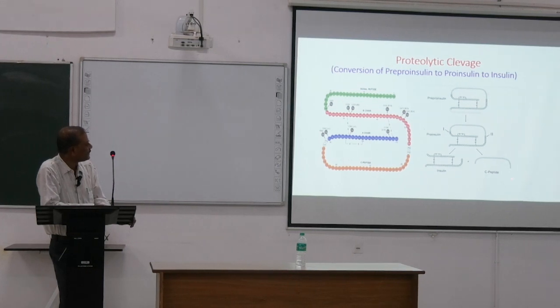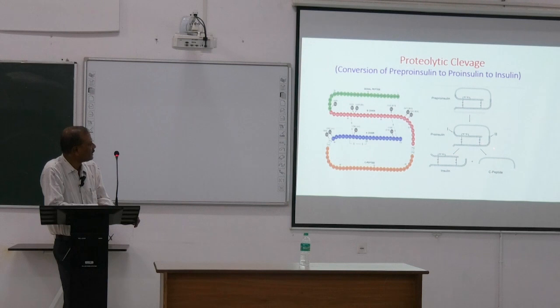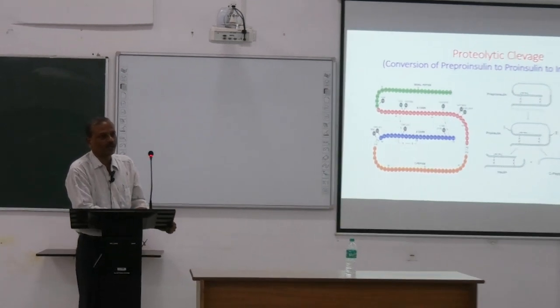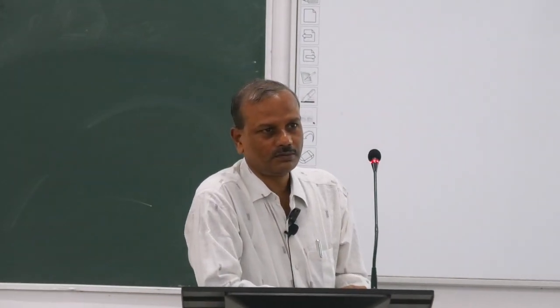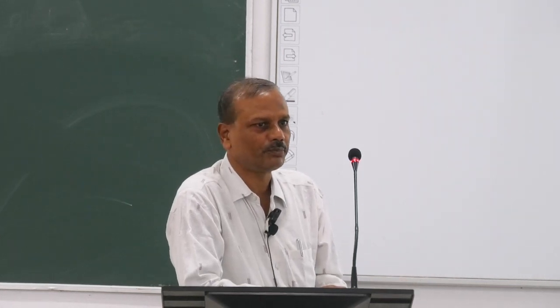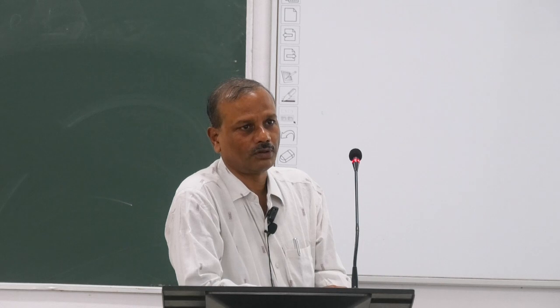There is a C peptide, the connecting peptide between the 2 chains. Its importance is that when endogenous insulin is synthesized, equimolar amounts of insulin and C peptide are formed, because with each breakdown, 1 molecule of insulin and 1 molecule of C peptide are produced. So C peptide indicates whether there is endogenous production of insulin or not.